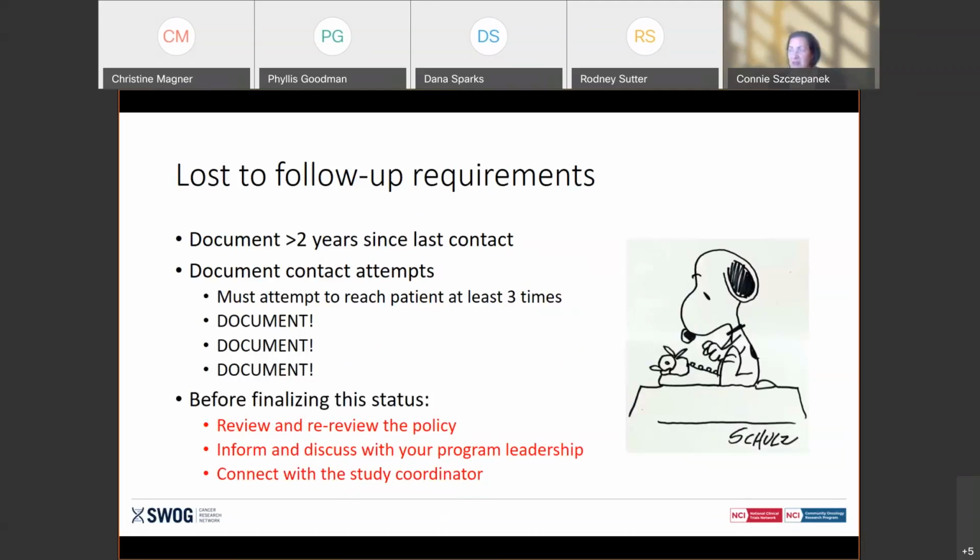But in reality, you can't call someone lost to follow-up until it's been at least 2 years since their last contact. There have to be at least 3 documented efforts to reach the patient. And again, my strongest encouragement is to re-review the policy, talk to your program leadership, connect with your SWOG study coordinator, and see if there's anything else you can do. Next slide, please.